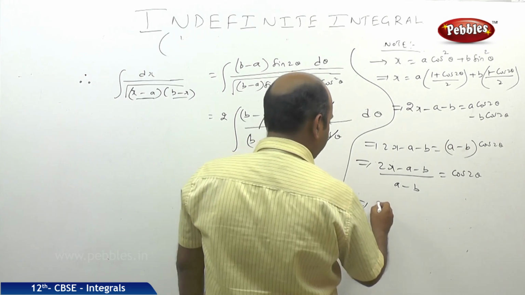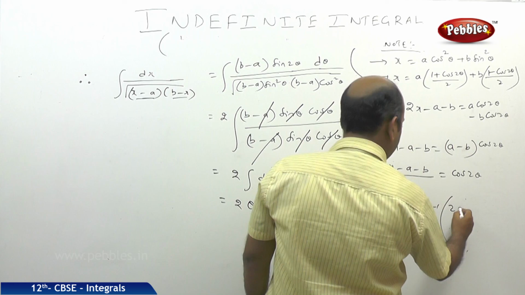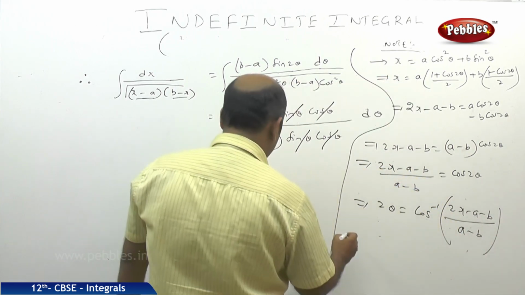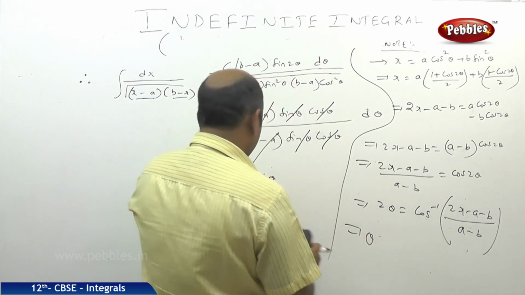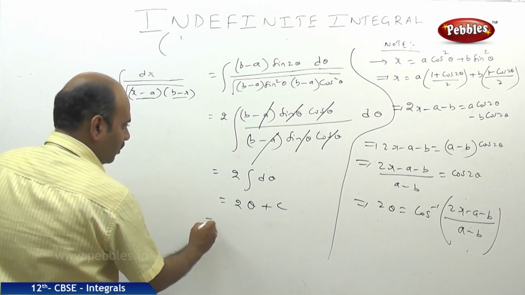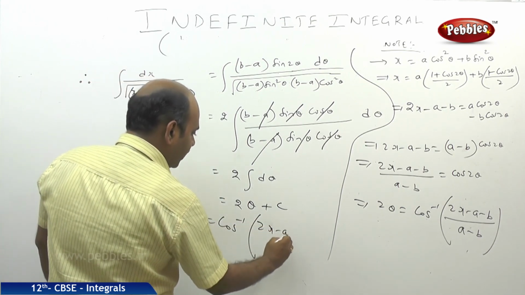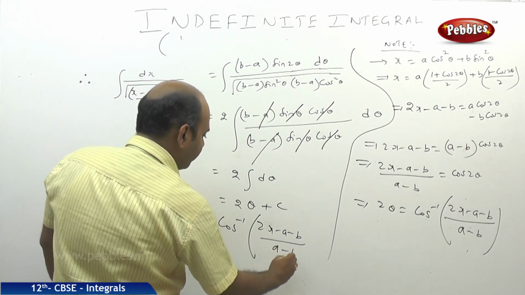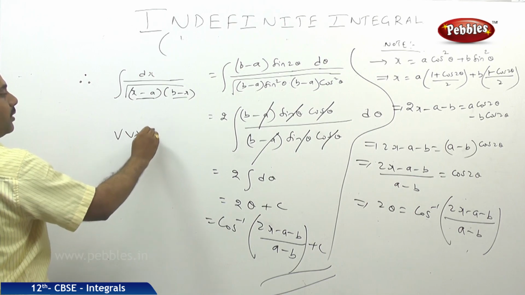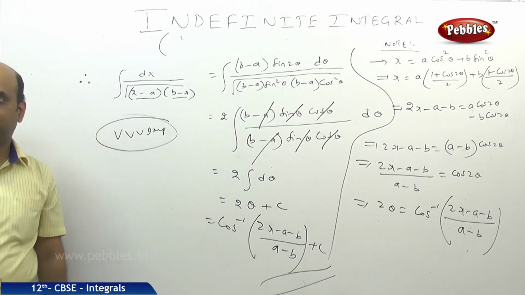So here 2 theta is equal to cos inverse of (2x minus a minus b) divided by (a minus b). But we want theta. So no need, just directly if I substitute also it is enough, because here integral of d theta is theta. So 2 theta is nothing but cos inverse of (2x minus a minus b) divided by (a minus b) plus c. This is a very important problem. Everyone should be careful while doing this problem.